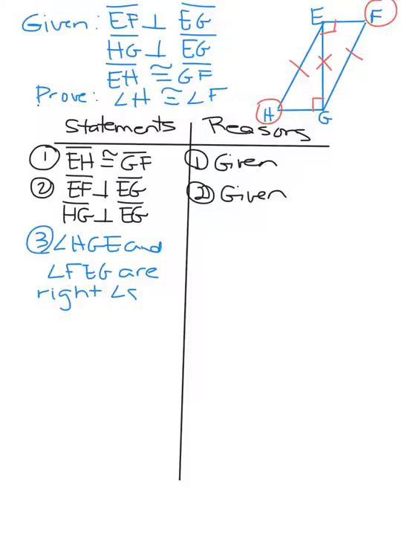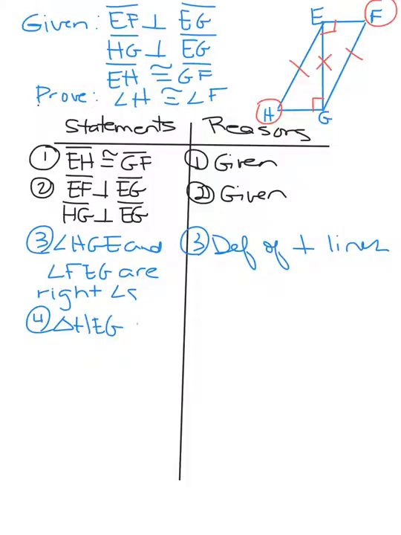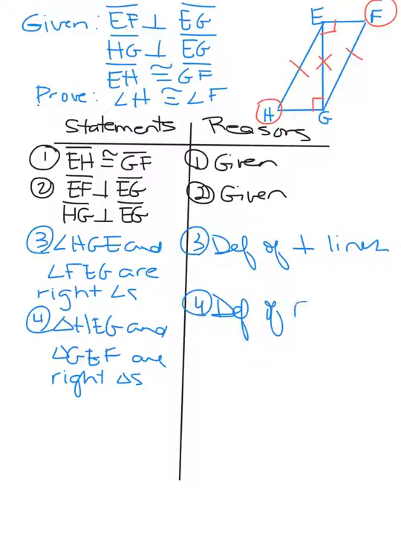And that is because of the definition of perpendicular lines. Now that I stated the angles are right, I can state that the triangles are right triangles as well. So I have triangle HEG and triangle GEF are right triangles, and that is because of the definition of a right triangle.